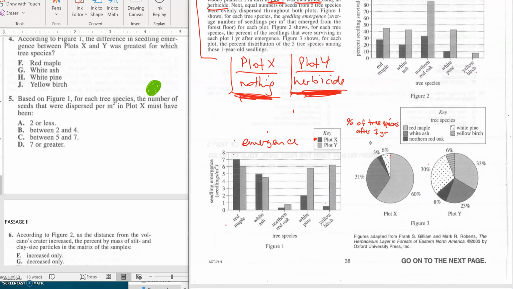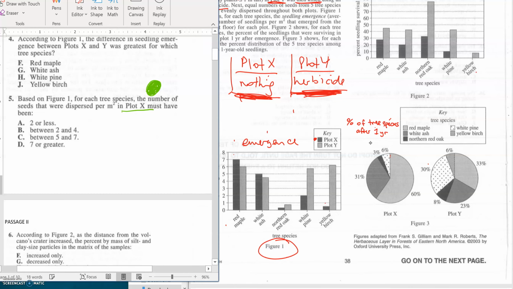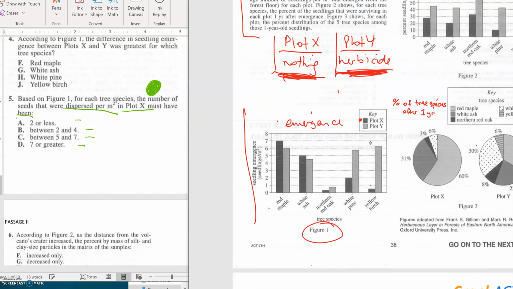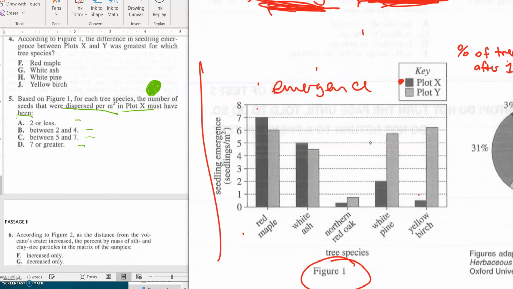Okay, we're on to question 5. Based on figure 1, so I'm coming over to the right hand side, and I know I'm dealing with this one here. For each tree species, the number of seeds that were dispersed per square meter in plot X must have been 2 or less, between 2 and 4, between 5 and 7, 7 or greater. All right, so we're going to enlarge this and see what we're looking at.